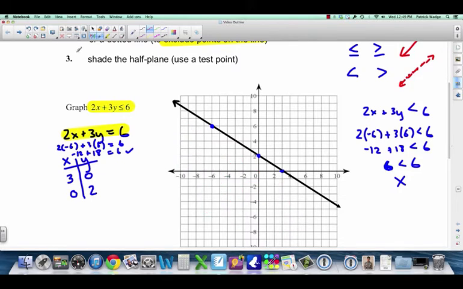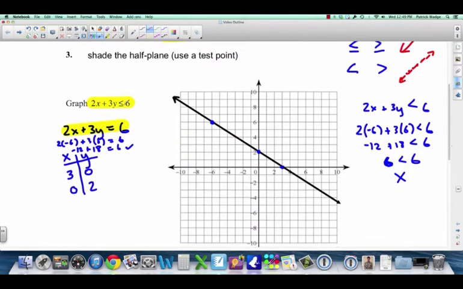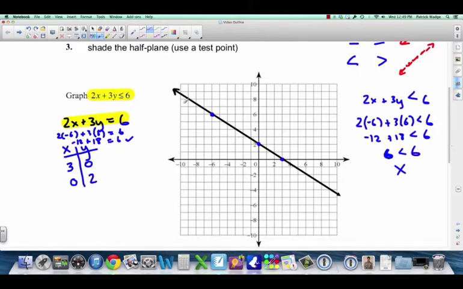So how are you going to figure it out? Well, what I do is I use a test point. I just try any point I want, as long as it's not on the line. You can't try one of those, because we already know what happens there. It makes it equal to. You have to try one of the points that's not on the line. What would be the easiest point to try that's not on the line? How about that point, the origin, 0, 0. So I'm going to write test point, 0, 0. That's the point I'm going to try.